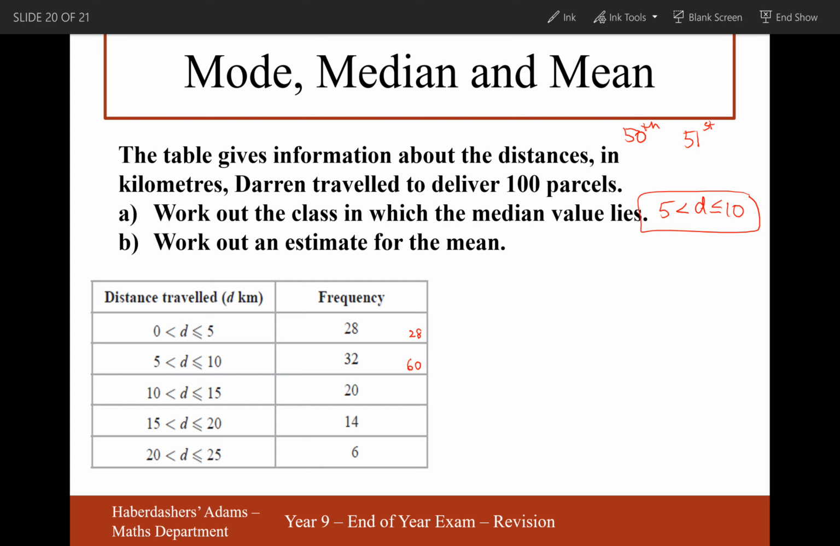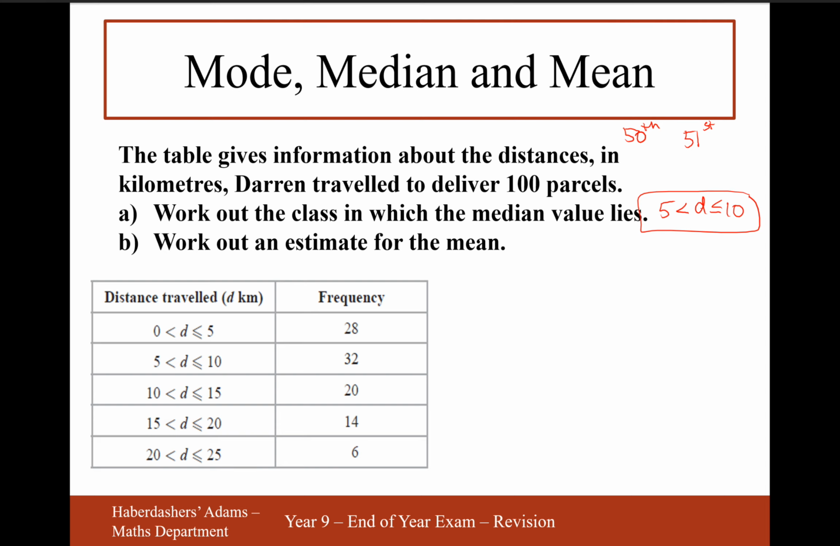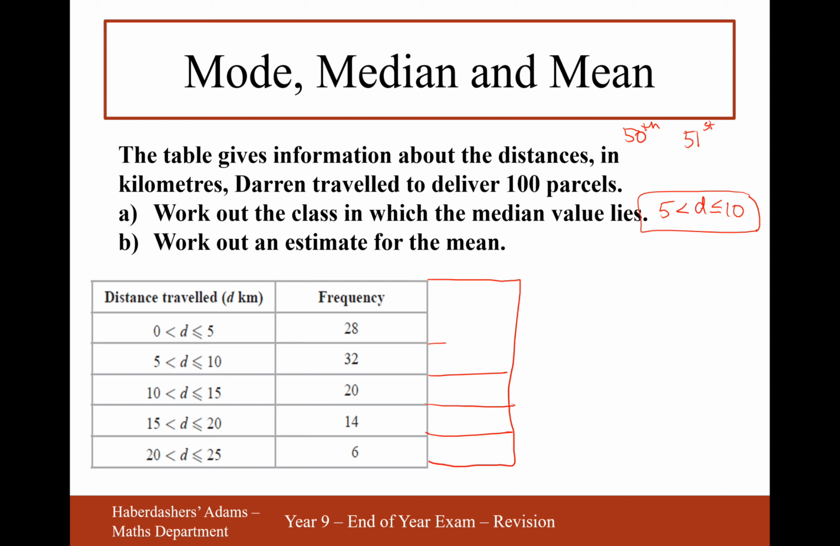Then let's move on to part B. And part B is asking for us to work out a mean. So we've done 2 of these already in this video. Hopefully we should be good at these by now. The first thing we do is we work out a midpoint. And this will be for the first one, 2.5, 7.5, 12.5, 17.5, and 22.5.